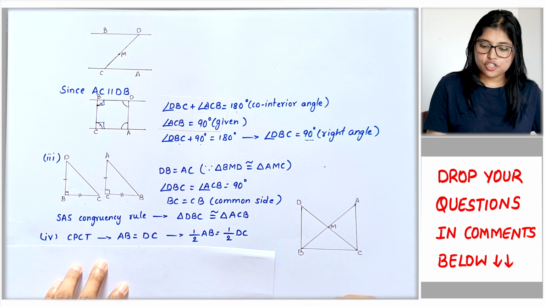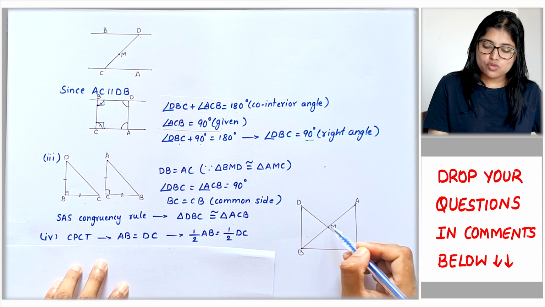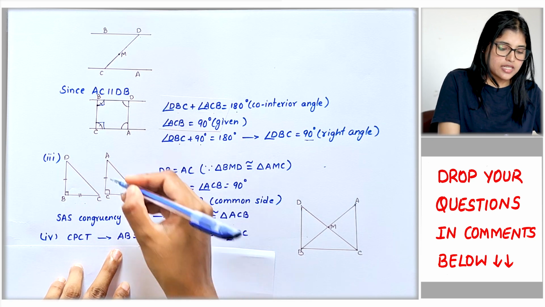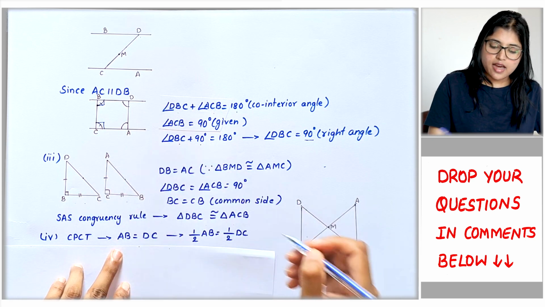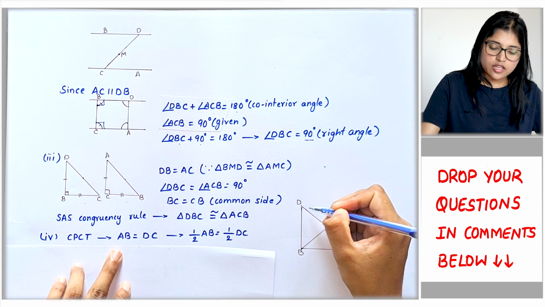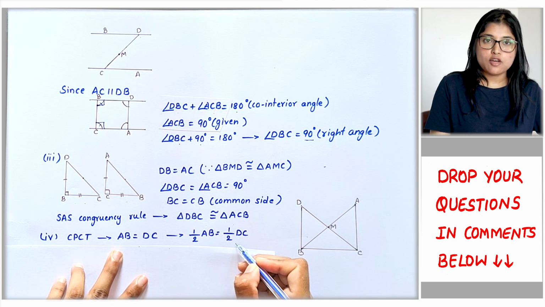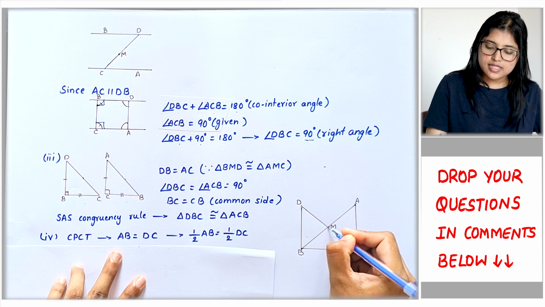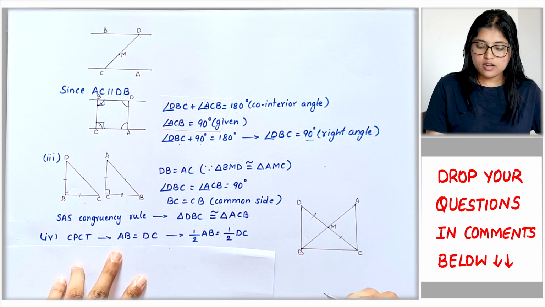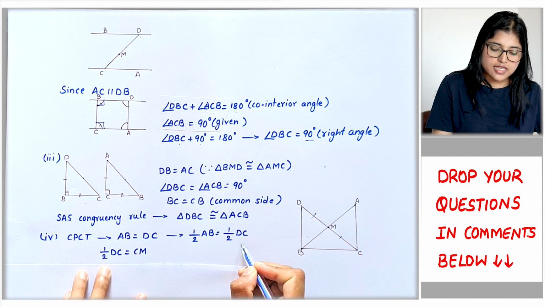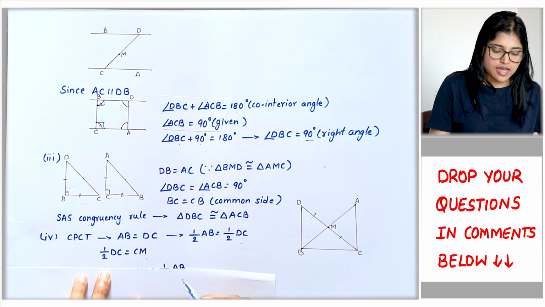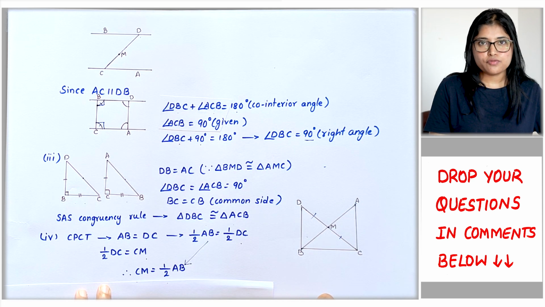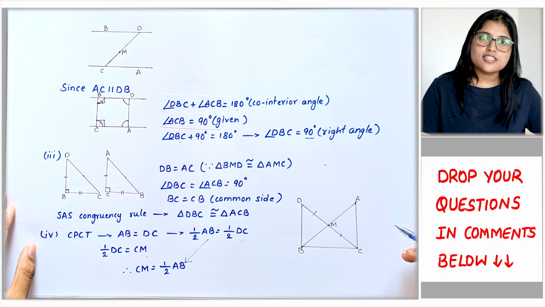In the last part of the question, we have to prove that CM equals half of AB. From this congruency, I can say that AB equals DC. So that is this side and this side are equal. I can write this as half AB equals half DC. Now, I know that half DC is nothing but CM because this and this are equal. So, I can write that half DC is equal to CM, which makes half AB equal to CM, by which we have proved the last part of the question. With this, we have come to an end to the first part of triangles.